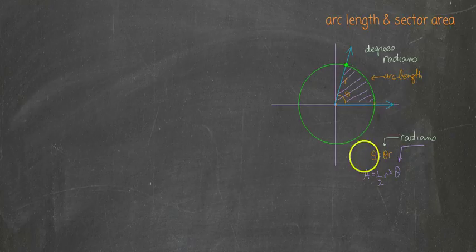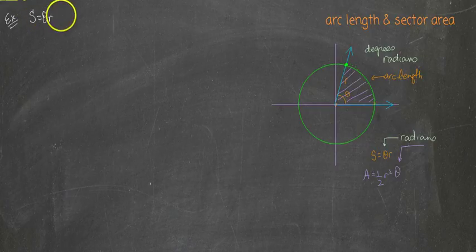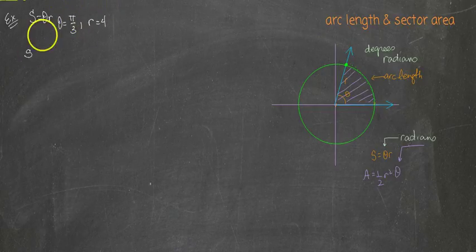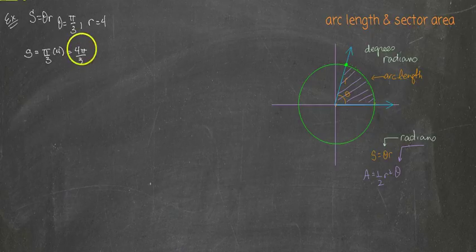Let's play around with the formulas. Let's start with arc length. So we're going to start with s equals theta times r, when we're given the information pi over 3 for theta, and the radius of the circle is 4. So pi over 3 is in radians, so I can just calculate directly. Pi over 3 times 4 equals 4 pi over 3.